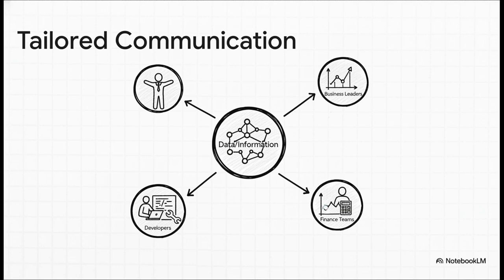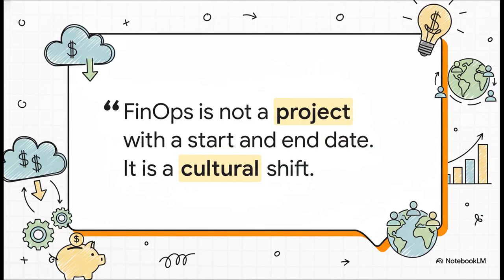Your business leaders, they need clarity on the cost-to-value relationship. Your developers, they don't need a giant spreadsheet. They need specific, actionable recommendations, things they can actually go and do. And your finance teams, they need better forecasting and visibility into why the bill is what it is. You have to tailor the message. That's absolutely key.